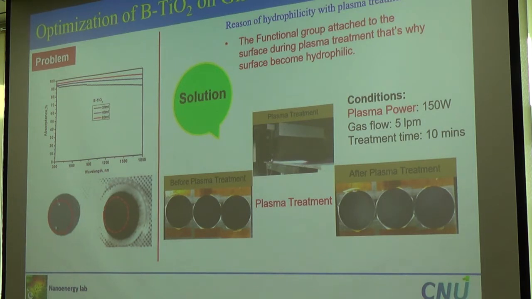So therefore I proposed a solution: I use plasma treatment to introduce functional groups attached to the surface to make it hydrophilic. So the plasma condition, that is the optimized condition, is plasma power of 150 watt, gas flow of 5 liter per minute, and treatment time of 10 minutes. So here are the photographs after the plasma treatment.